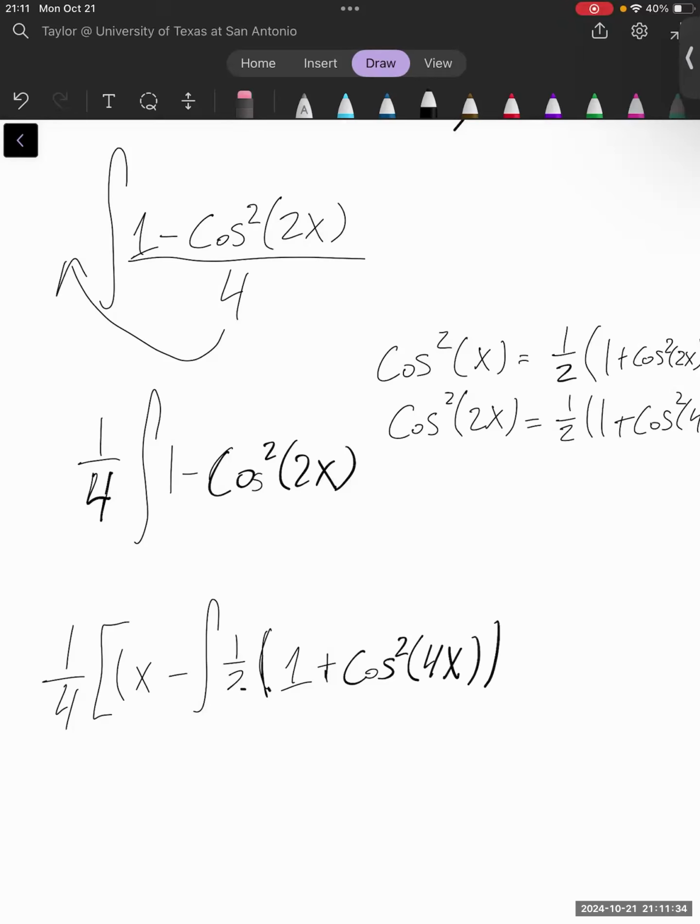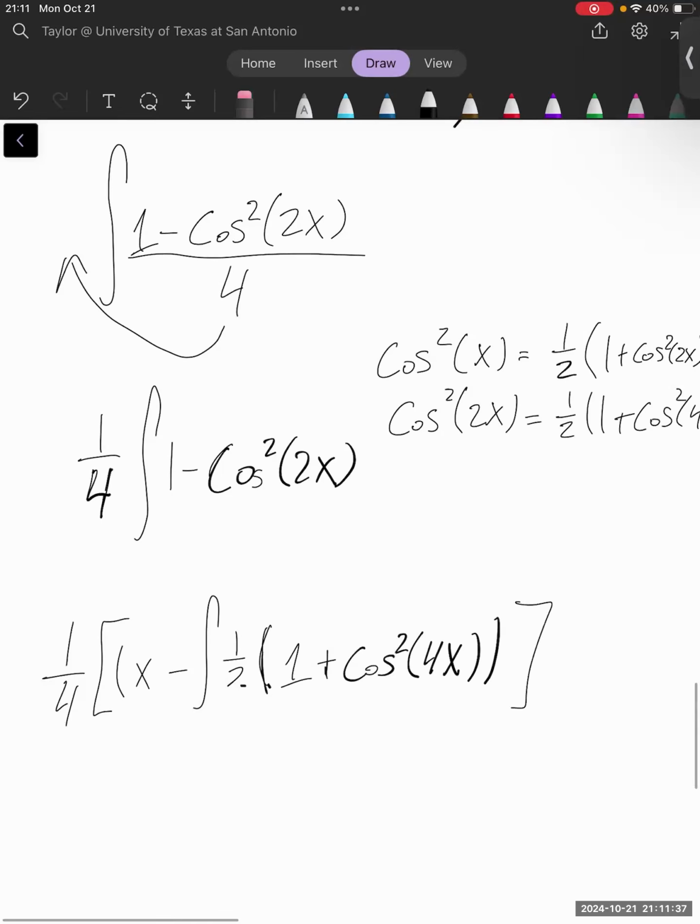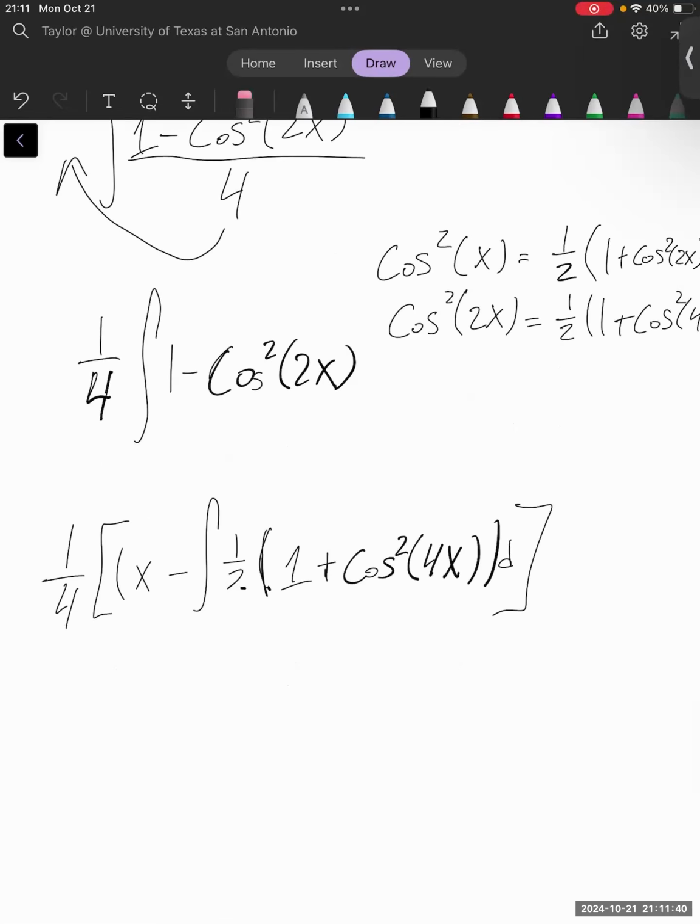We're not done yet. This is dx. What we see is we're going to get kind of a cascading integral that we'd have to continue to substitute. Or what I can do is cut it off here, but we don't have to, because we can do this integral.